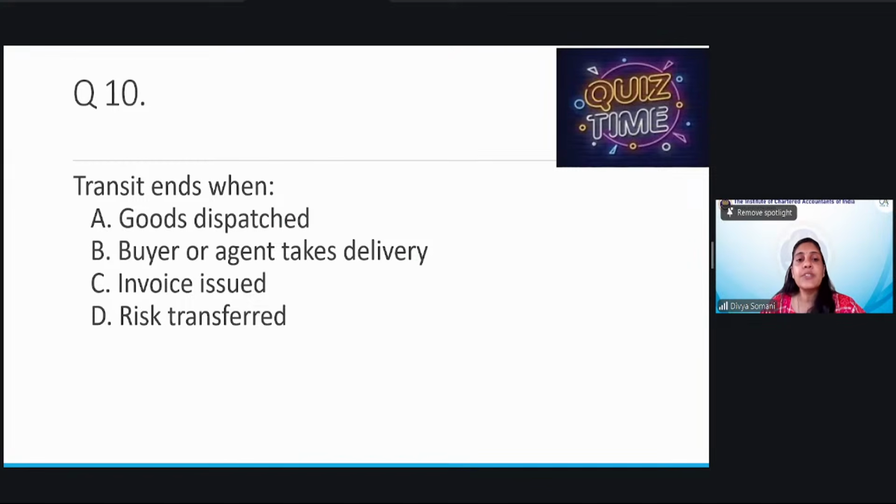Last question. Transit ends when? Normally transit ends when the goods are dispatched, or the buyer or agent takes the delivery, or the invoice is issued, or the risk is transferred. Option B, obviously, when the buyer or agent takes the final delivery. Otherwise, the goods will continue to remain in transit unless they reach the buyer or any other person whom he has given the authority.